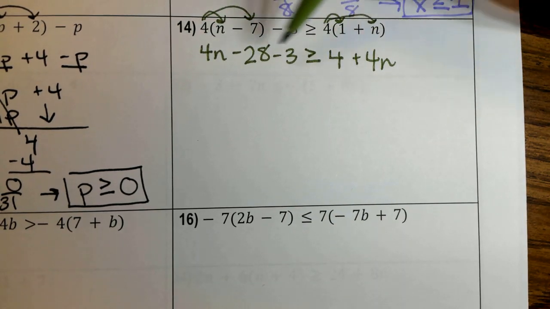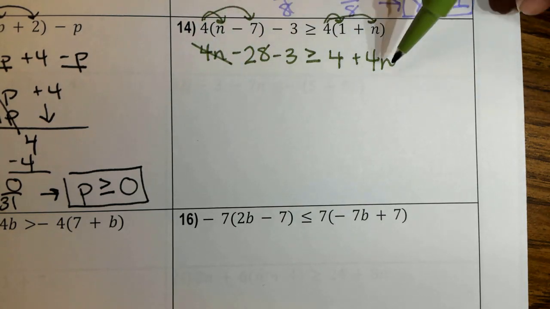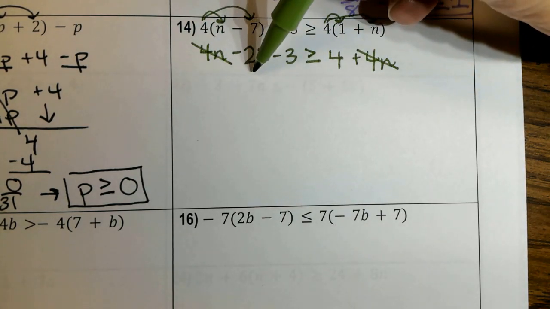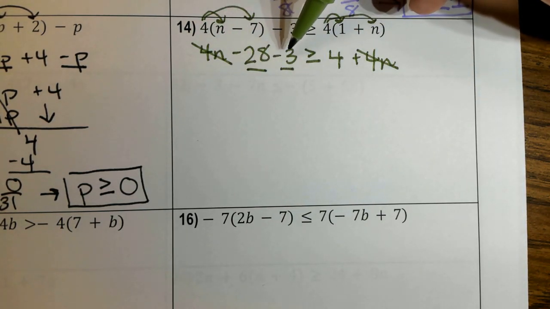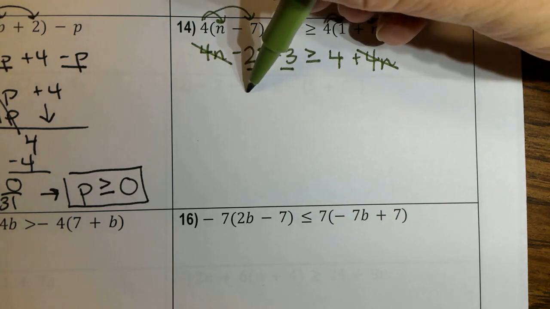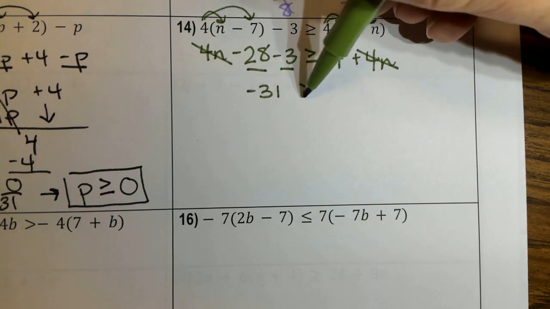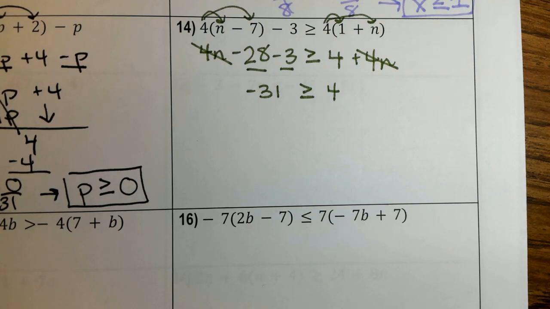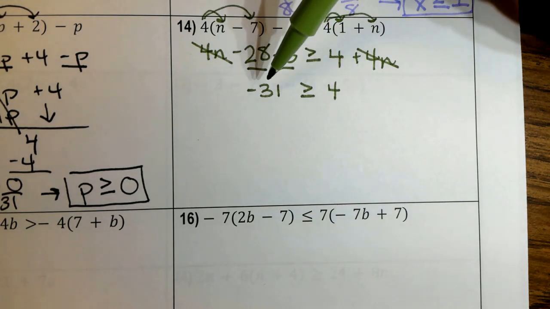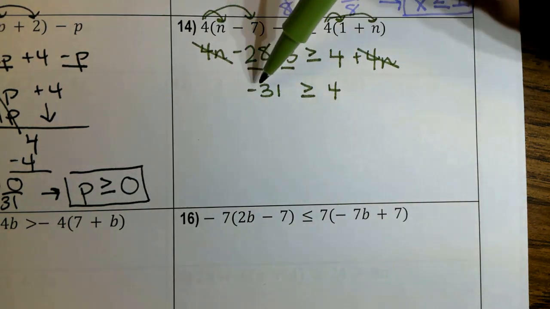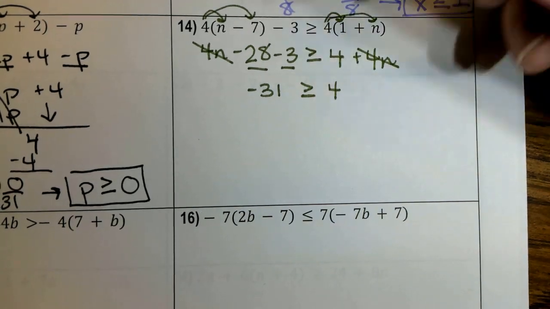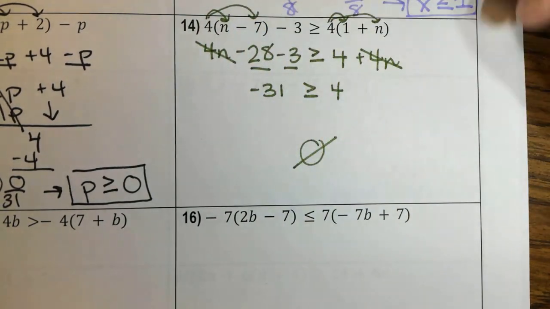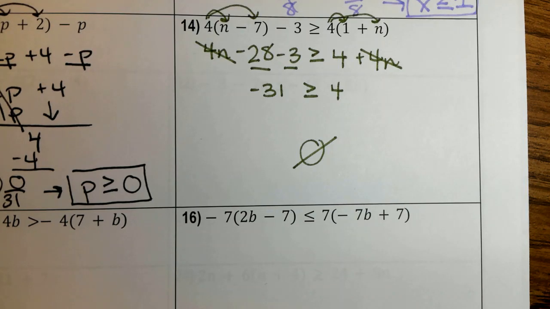Okay. 4n, 4n, I have the exact same n. I'm going to cross those out. I can combine negative 28 minus 3. You get negative 31, greater than or equal to 4. So I have to figure out, is that true or false? Well, no negative is greater than a positive. That's ridiculous, right? So I have no solution.